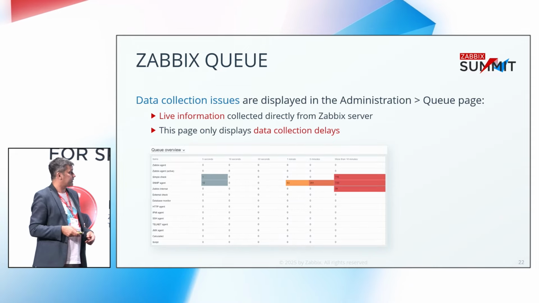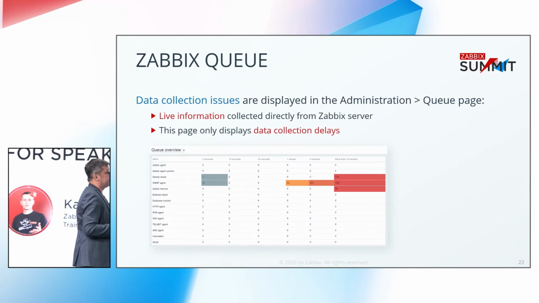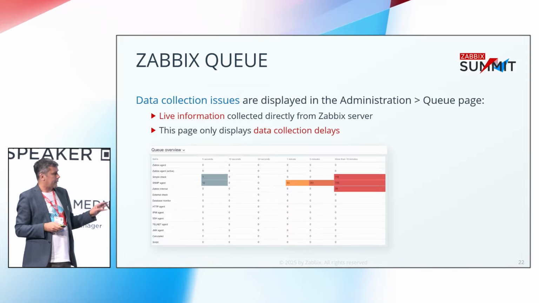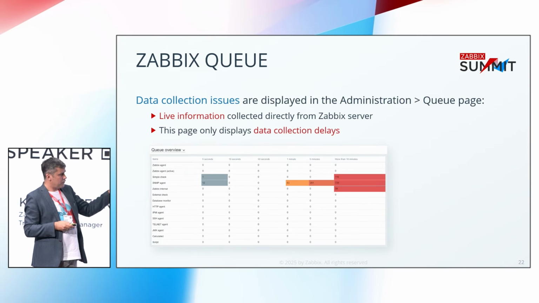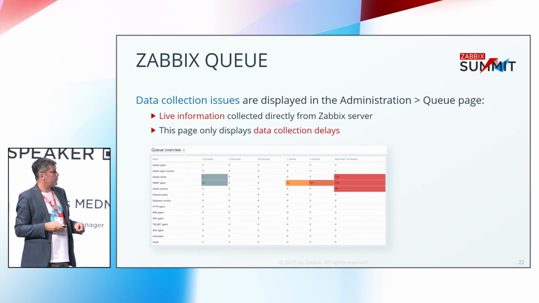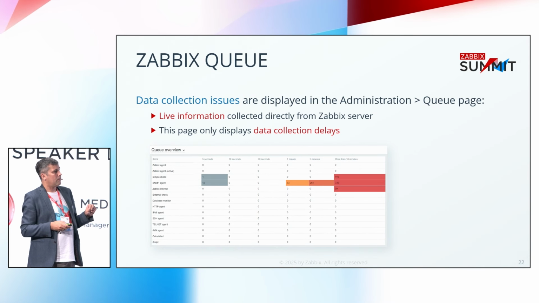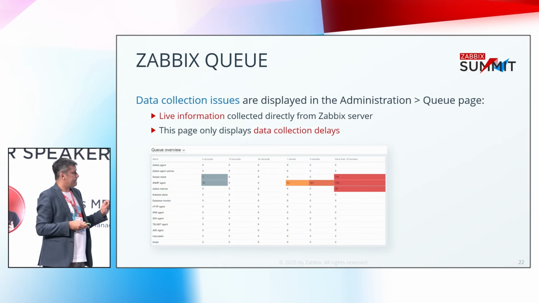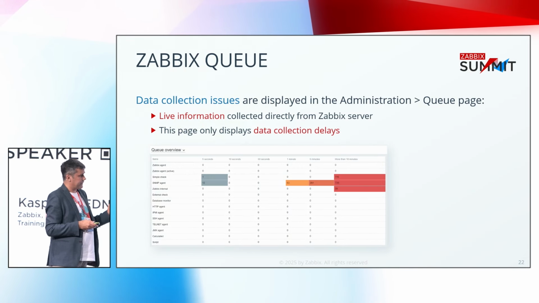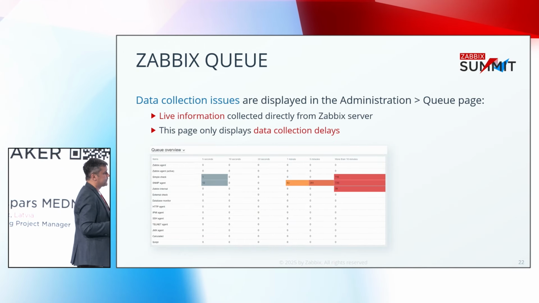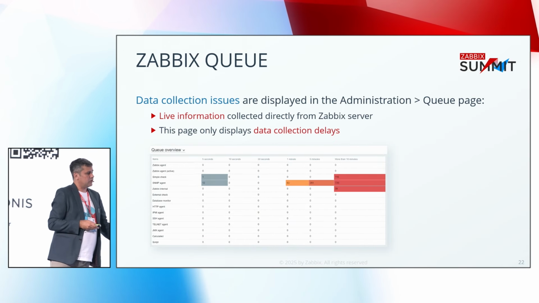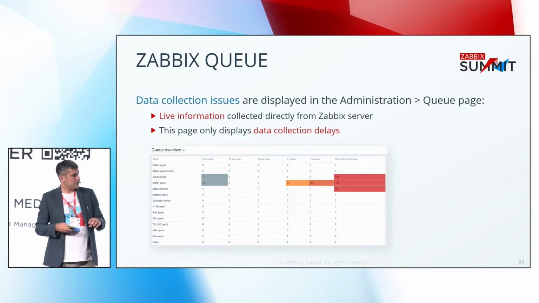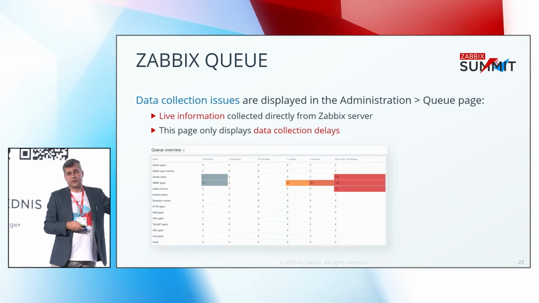And at the very end, you have the queue. So you have tuned all the timeouts, you have tuned all data collectors, and the queue page shows how much the data are delayed. Some people a little bit misunderstood this. So this page is not showing anything about Zabbix performance. This is showing data collection delays only.